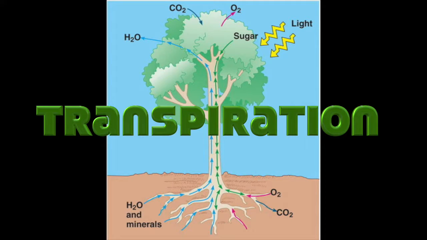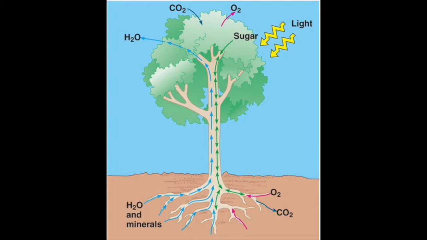Explain the process of transpiration and how it plays a role in water transport in plants. Transpiration is the process by which moisture is carried through the plant from roots to small pores on the underside of leaves, where it changes to vapor and is released to the atmosphere.